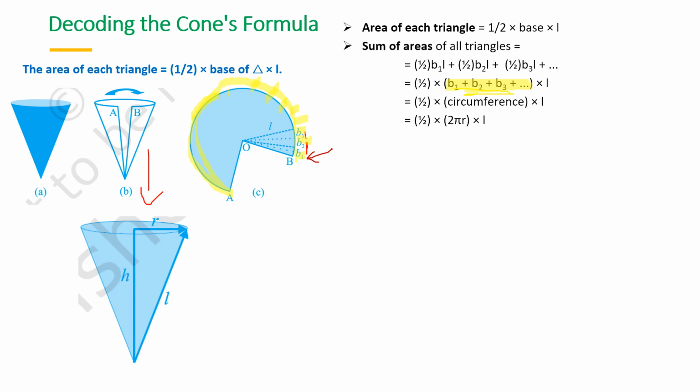Then the circumference of a circle is 2 pi r. Now I am replacing the circumference b1 plus b2 plus b3 up to bn with 2 pi r. Now you see what happens. 2 gets cancelled, right? Now what do we get? Pi rl. This pi rl is the curved surface area of the cone. It means this one, right? Remember.